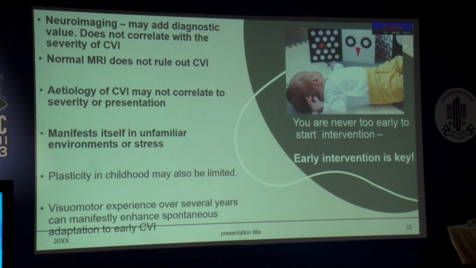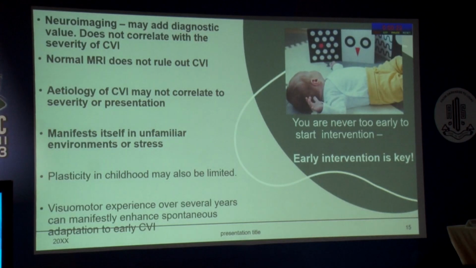Neuroimaging may be of diagnostic value, but a normal MRI does not rule out CVI. Whatever you see in the MRI need not really correlate with the severity of CVI. Etiology of CVI may not correlate with severity or presentation, and CVI may manifest itself in unfamiliar environments. At home and in school, they may not have simultanagnosia. If you put them in a mall or in a new park, suddenly simultanagnosia will come, facial blindness will come.